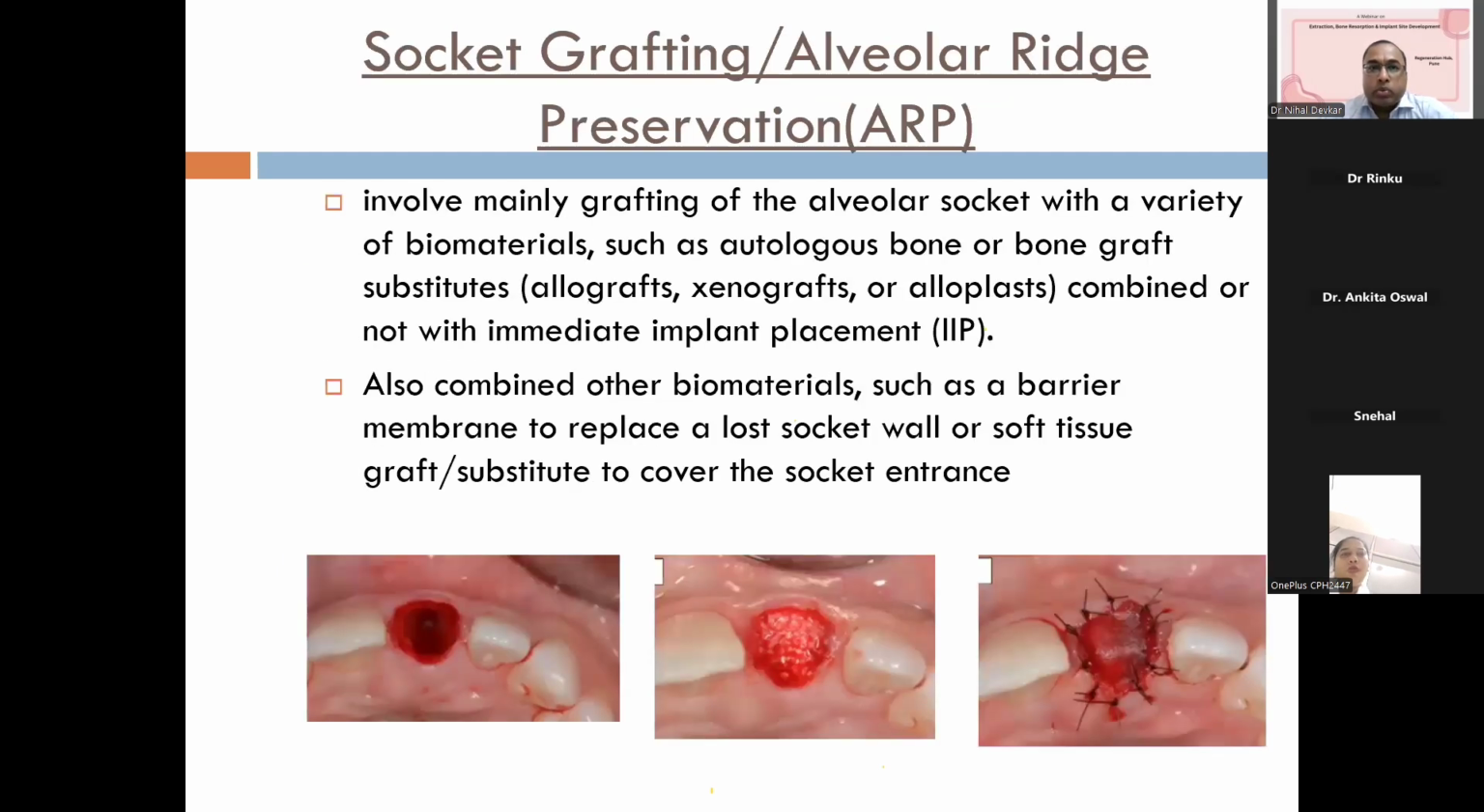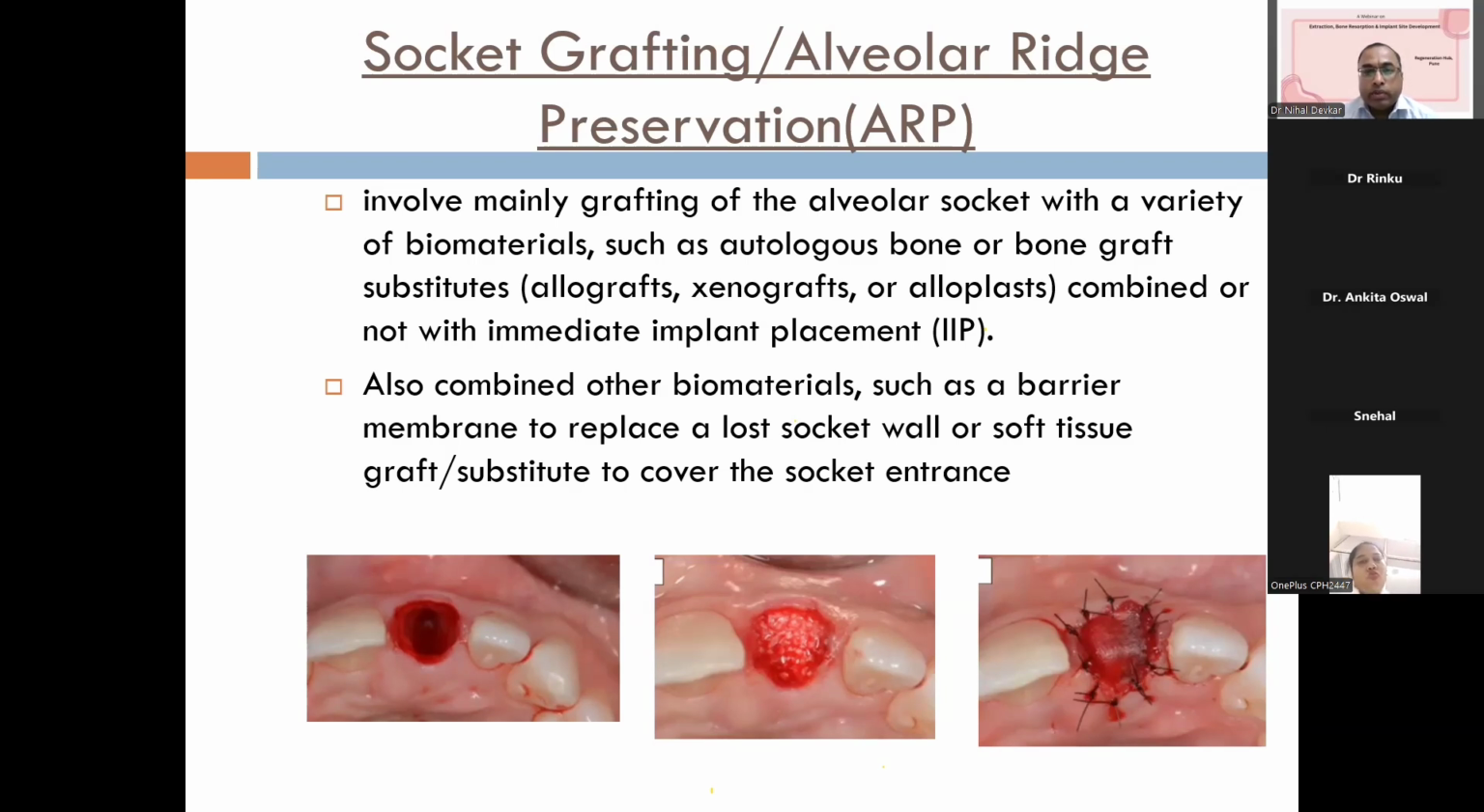You can think about procedures known as socket grafting. So what is socket grafting? Another name for this is alveolar ridge preservation, ARP. It basically involves putting a graft material into the alveolar socket. Different types of biomaterials are available. They have all been used in a variety of studies, and they're combined either with or without immediate implant placement.